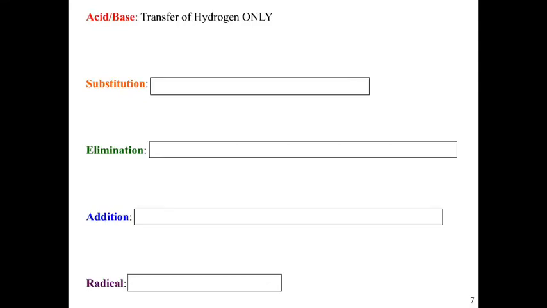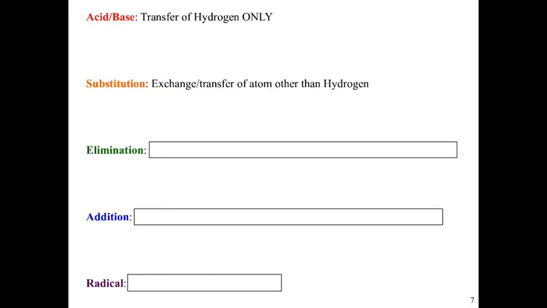Okay? So if we simplify that down a little bit, a substitution is the exchange or transfer of an atom other than hydrogen. That could mean a full functional group switch, but it doesn't have to be.